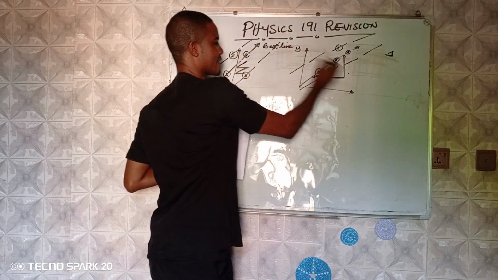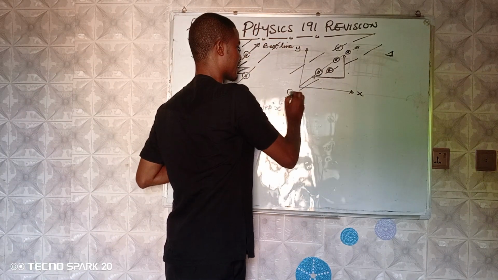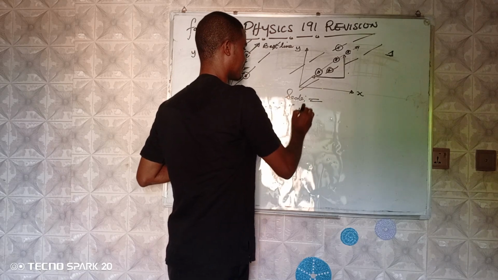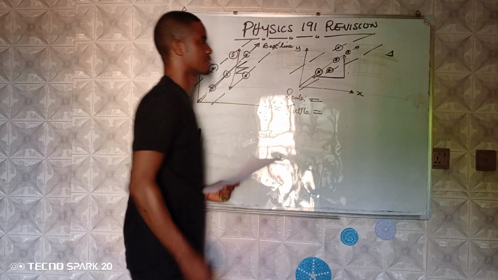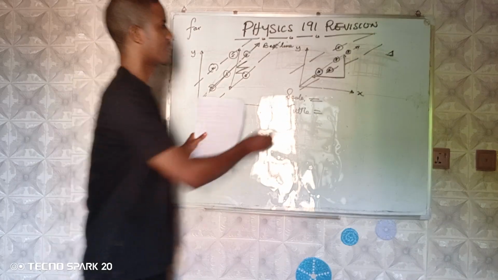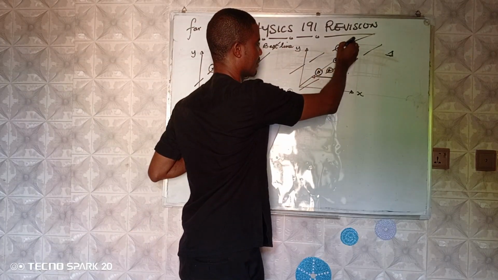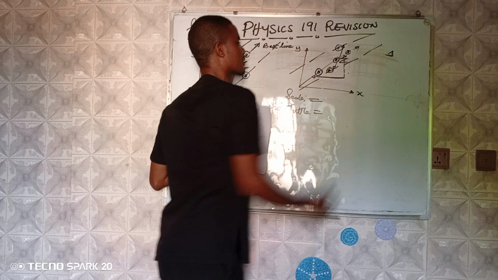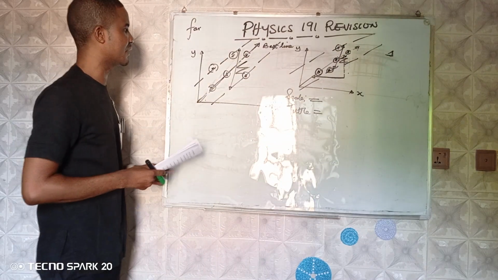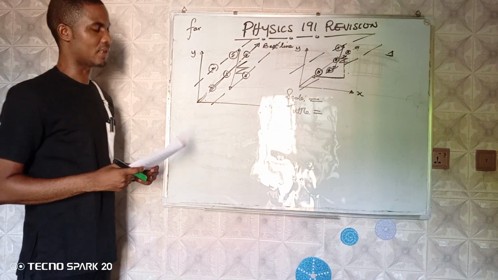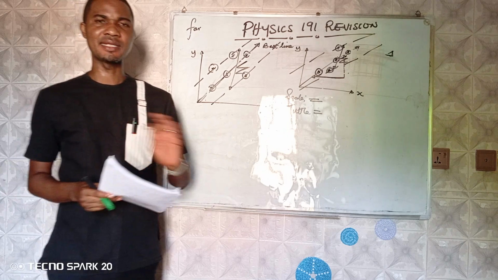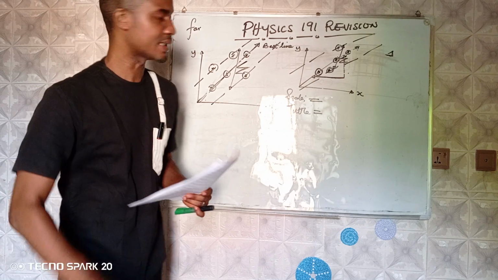I will name my axis. I will take my scale. I will take my title. And I'll take a best line joining this and write W on top. Okay, I believe these things are well understood now. So these are some few things I need us to know about plotting graph.